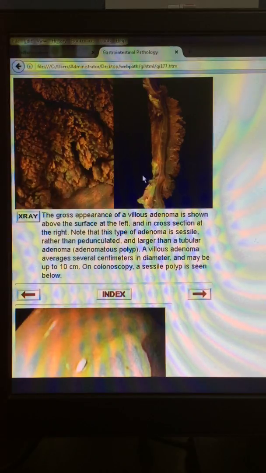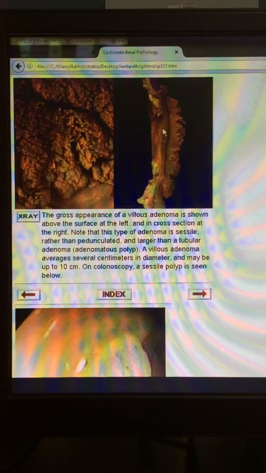This gross picture represents villous adenoma. Here you can notice the villous appearance of the mucosal surface in comparison with the pedunculated polyps seen previously. So this is villous adenoma. Also, there is no pedicle connecting the adenomatous lesion with the mucosal wall.